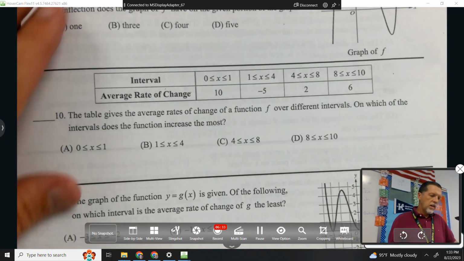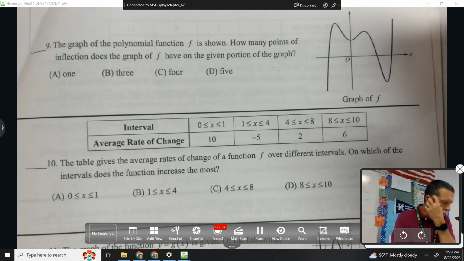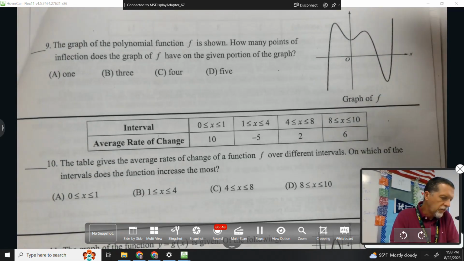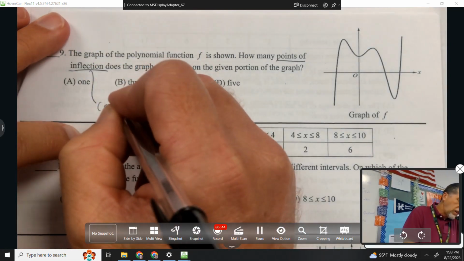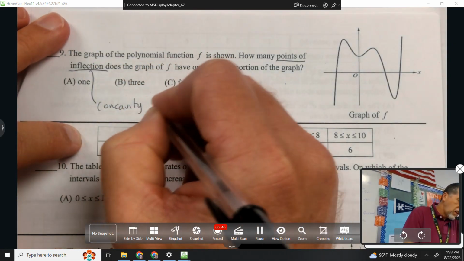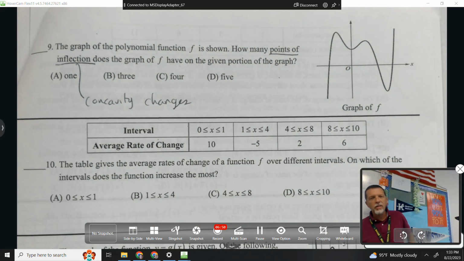Number 9. The graph of the polynomial function f is shown. How many points of inflection? That's where concavity changes, where the frown turns upside down or vice versa.